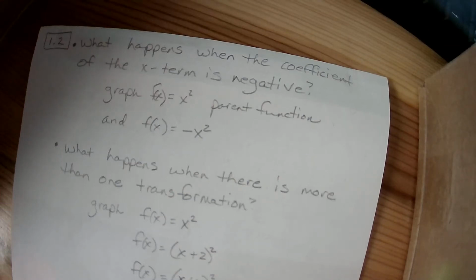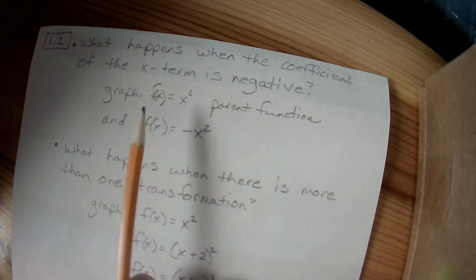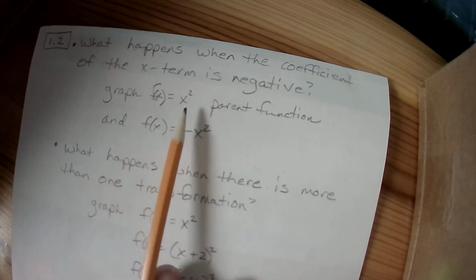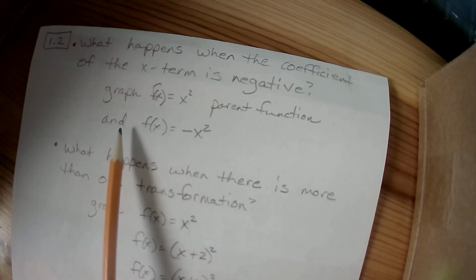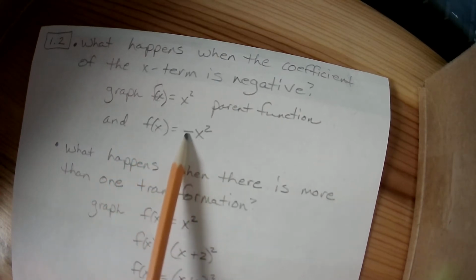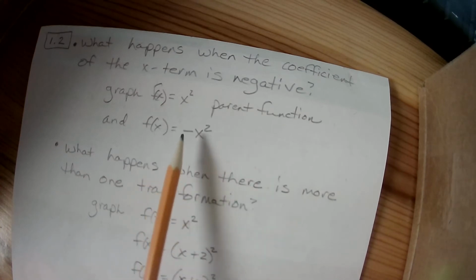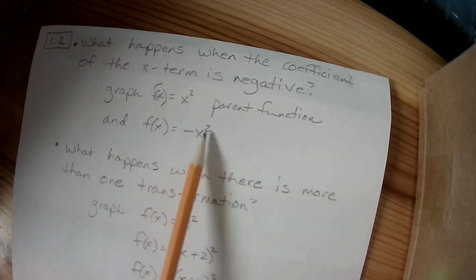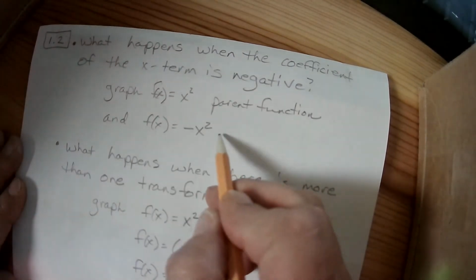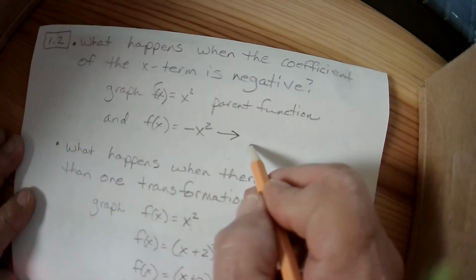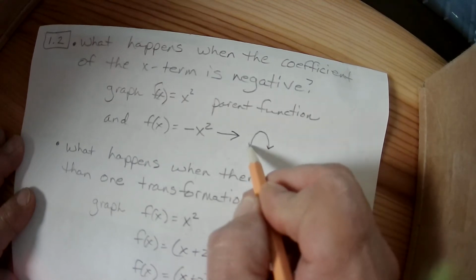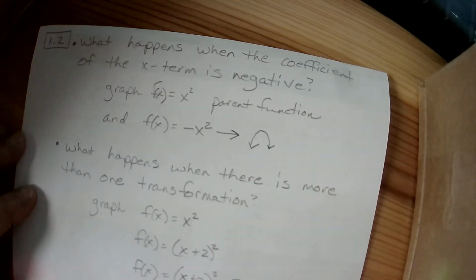All right, continuing on with our transformations of our functions. This is section 1.2. What happens when the coefficient of the x term is negative? So again, with your graphing calculators, I want you to graph the parent function of a quadratic, f of x equals x squared. And then I want you to graph f of x equals negative x squared. Actually, the way I would rather look at this is the opposite of x squared. And you'll see when you do that graph that it changes the orientation of the parabola.